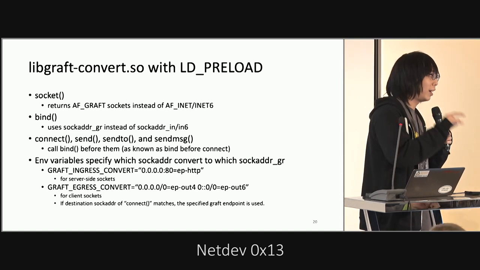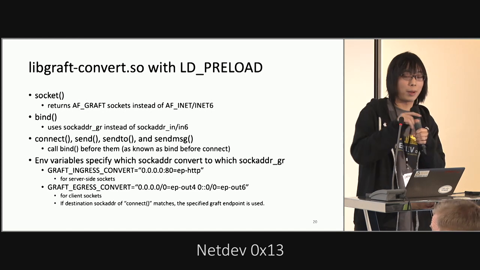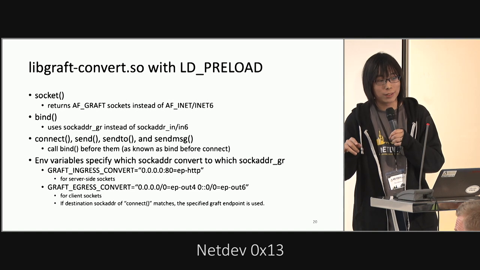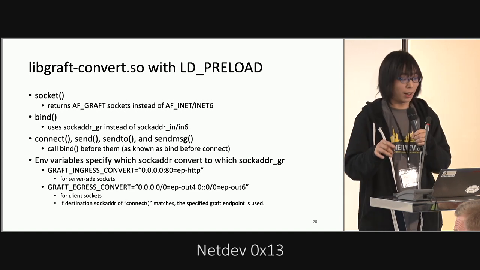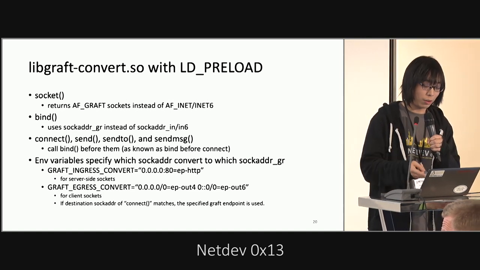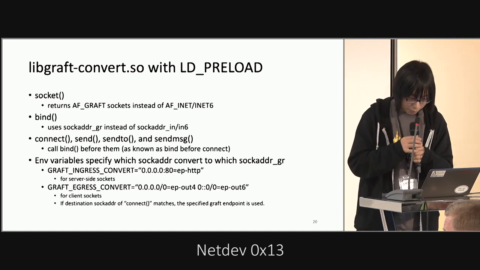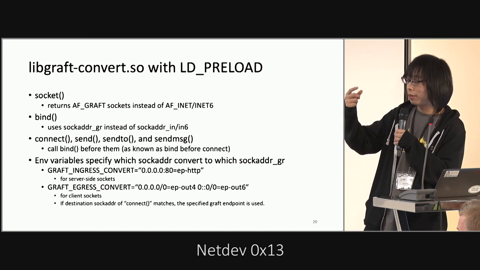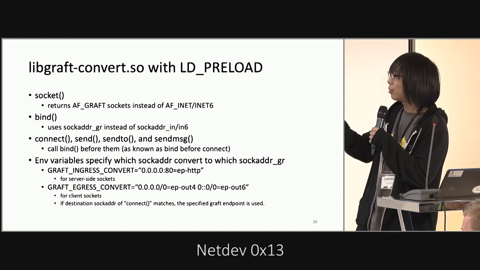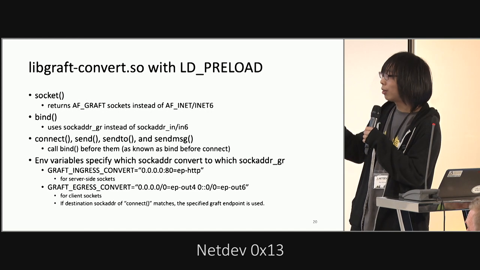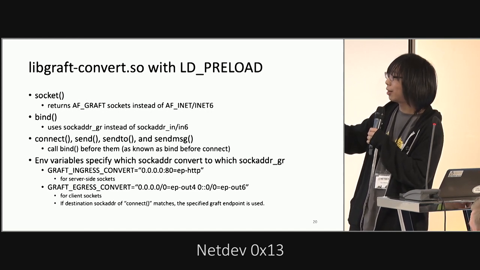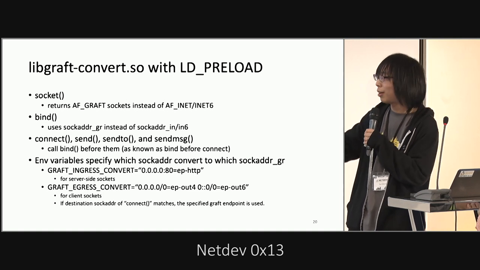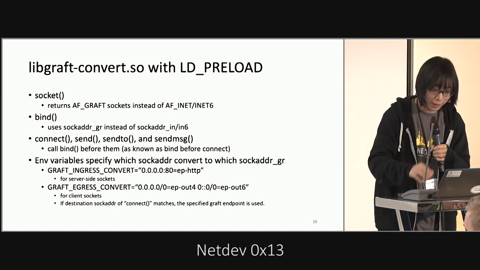You can configure which AF_INET or AF_INET6 endpoint should be converted into which AF_GRAFT endpoint using two environment variables. For example, in this case, the application tries to bind to 0.0.0.0:80, then the libgraft hijack converts this sockaddr_in into the sockaddr_gr with the endpoint name HTTP.